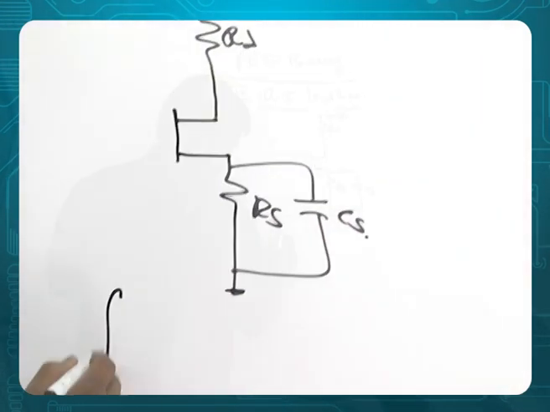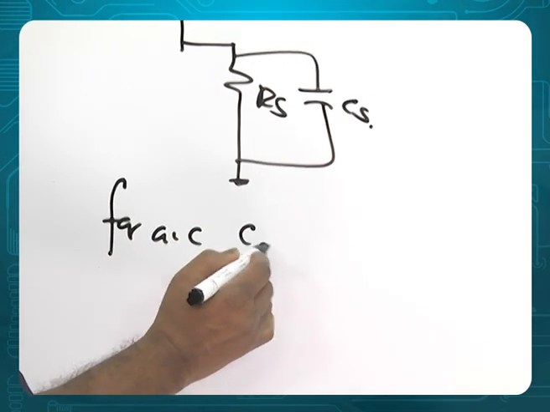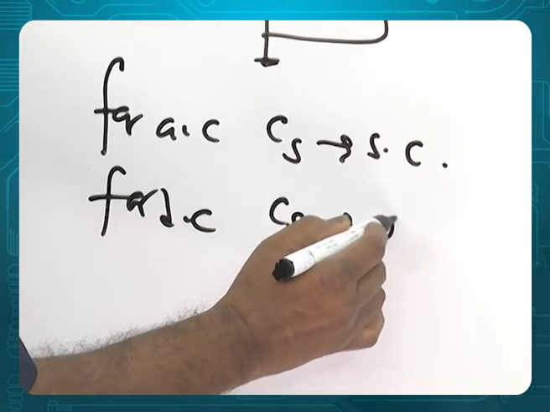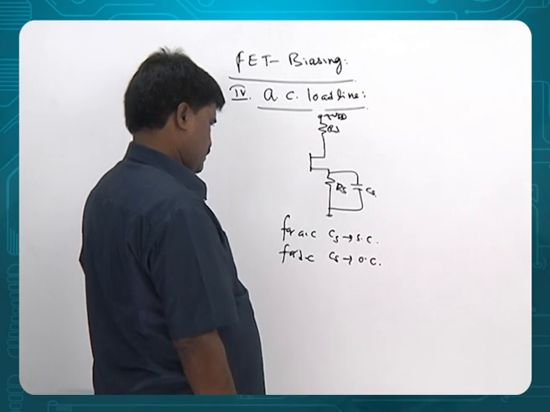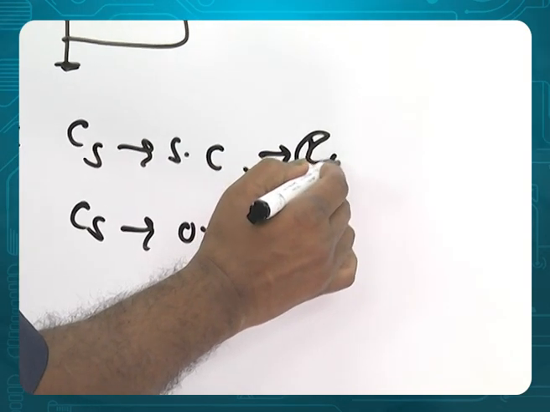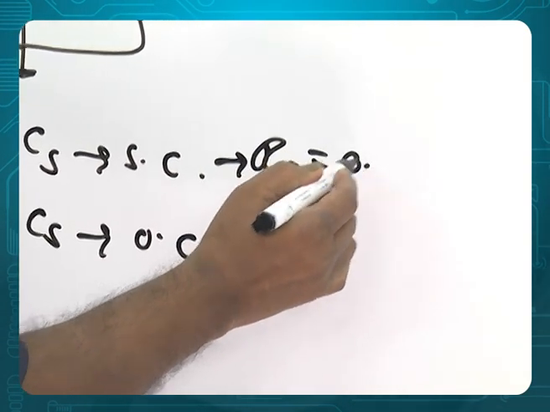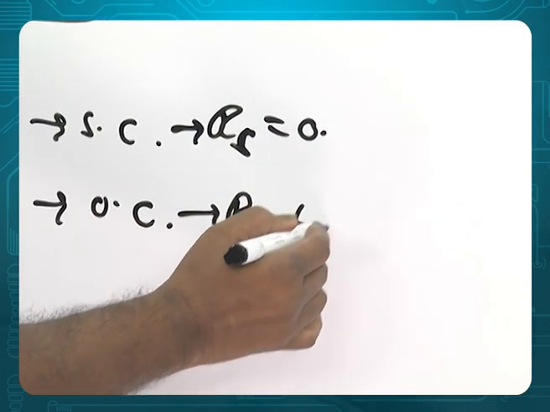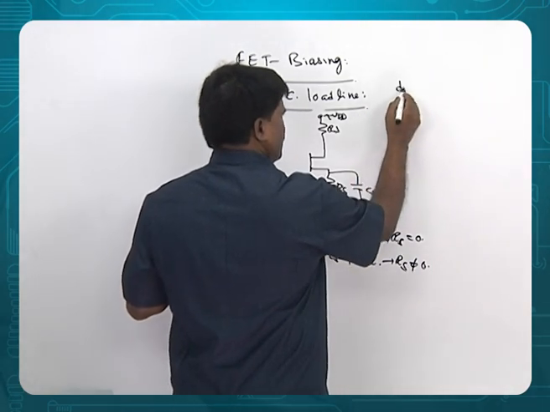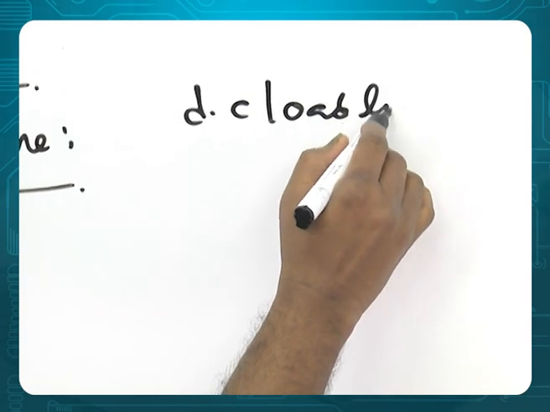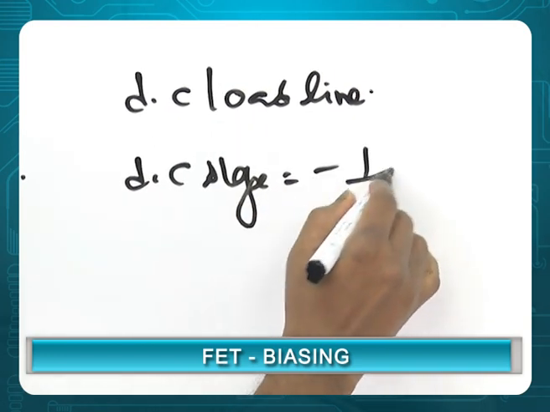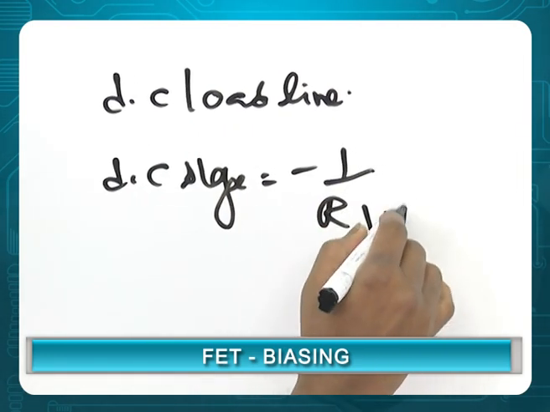For AC, CS is short circuit. For DC, CS is open circuit. When CS is short circuit, RS is 0. Here RS is not 0. Therefore, DC load line will have DC slope minus 1 by RD plus RS.